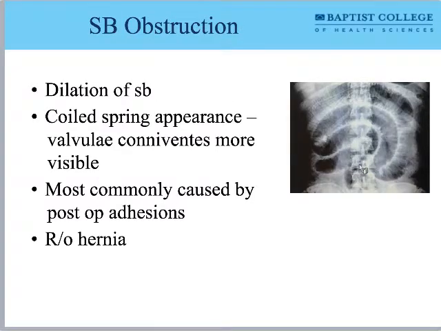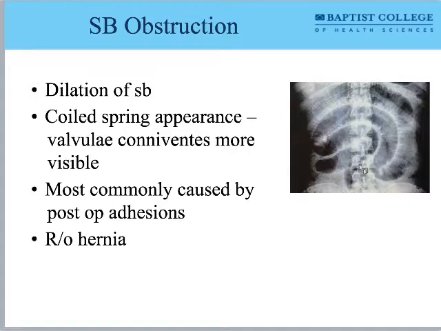So anytime we're evaluating for small bowel obstruction, one of the very first things we're going to look at is dilation of the bowel itself. So we'll make those measurements. If it's 3 centimeters or greater, we're going to be highly suspicious of a small bowel obstruction. And then another giveaway is this coiled spring appearance, which is visible here on this image on the right.